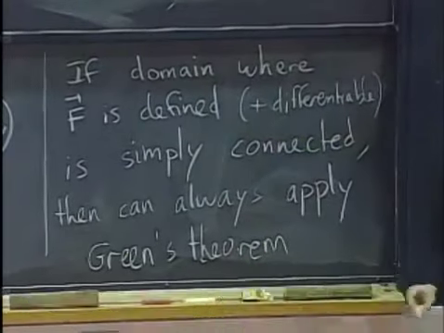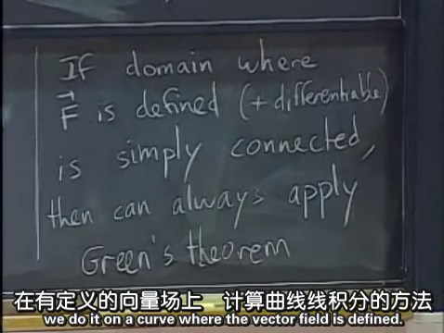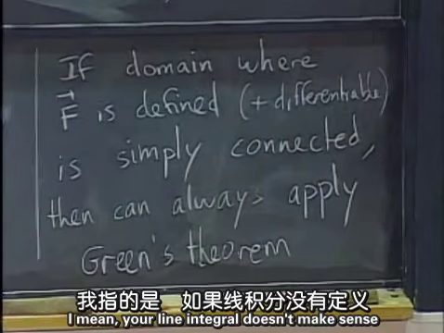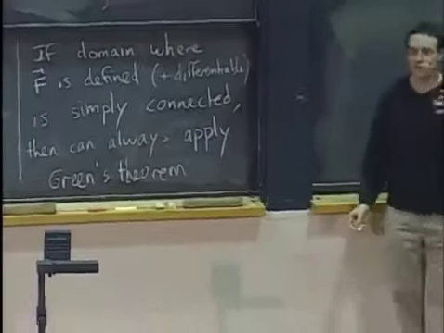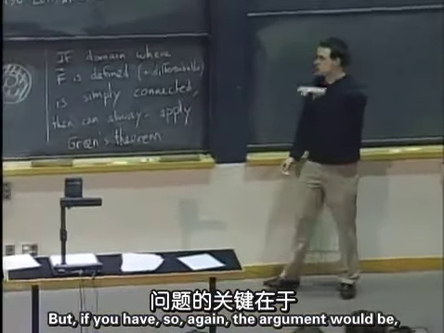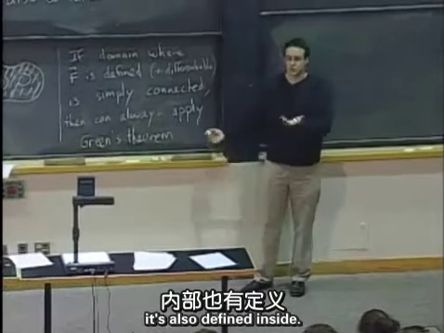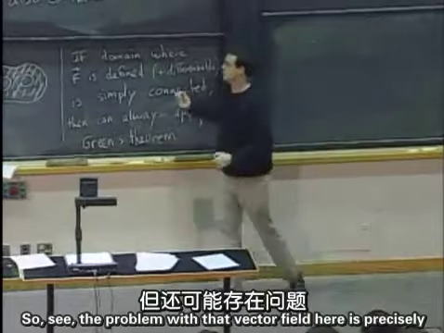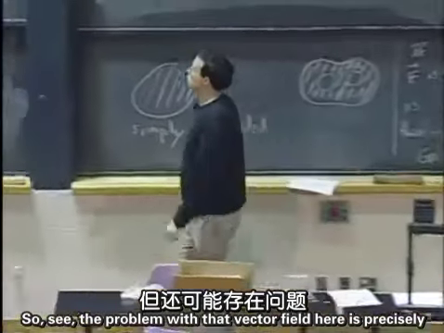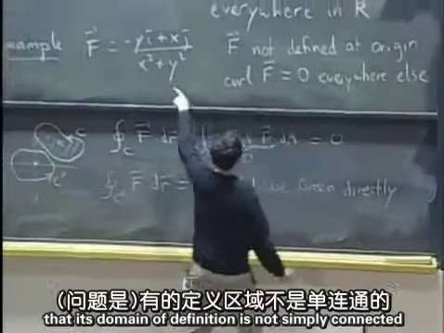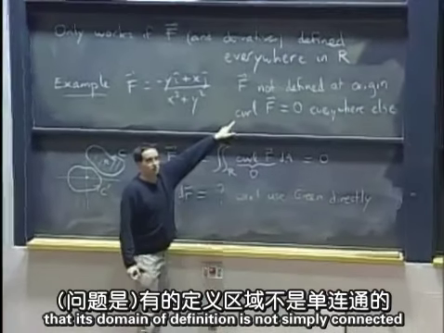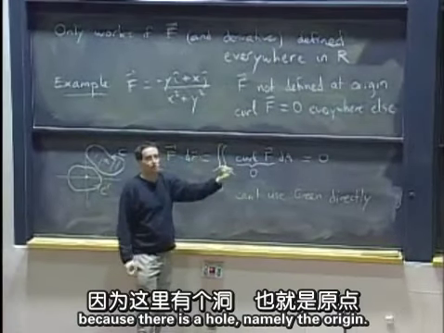Of course, provided that we do it on a curve where the vector field is defined. Otherwise your line integral doesn't make sense, so there's nothing to compute. But the argument would be, if a vector field is defined on the curve, it's also defined inside, so we're happy. And the problem with that vector field here is precisely that its domain of definition is not simply connected because there's a hole, namely the origin.